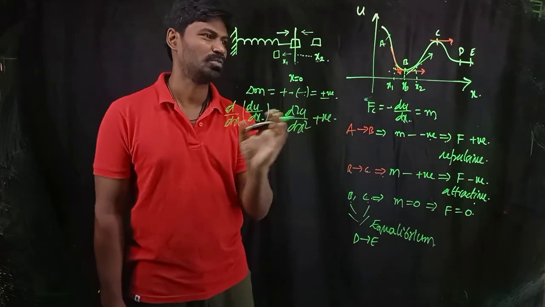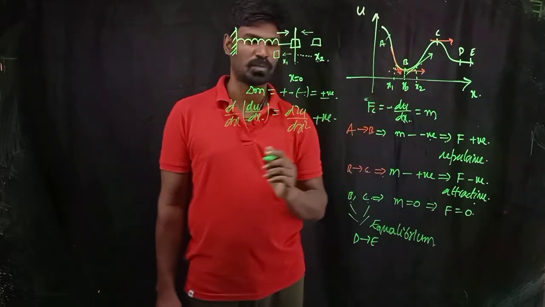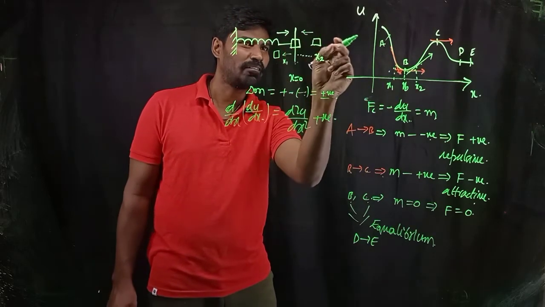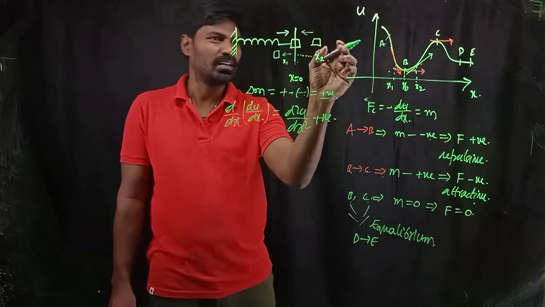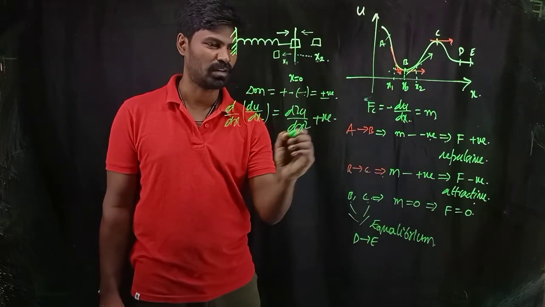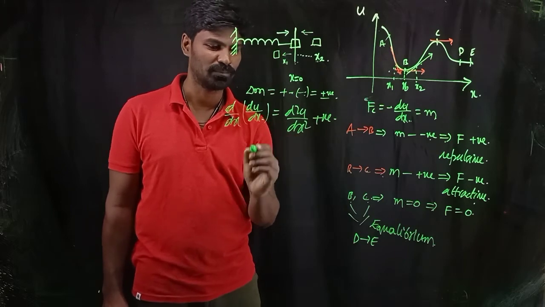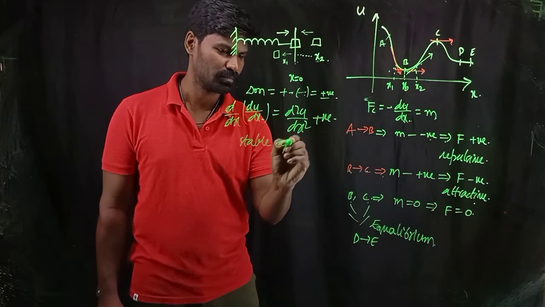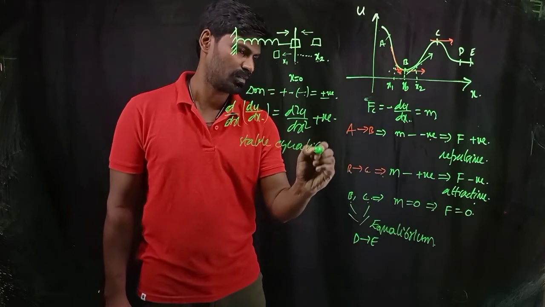When it is positive, what's happening? This point corresponds to what kind of equilibrium? Because if you pull the body away from its equilibrium position and leave it, it is coming back. So this position corresponds to what kind of equilibrium? Stable equilibrium. Understood?